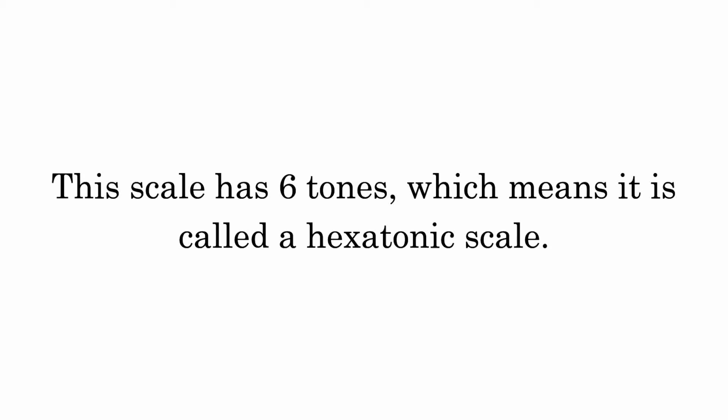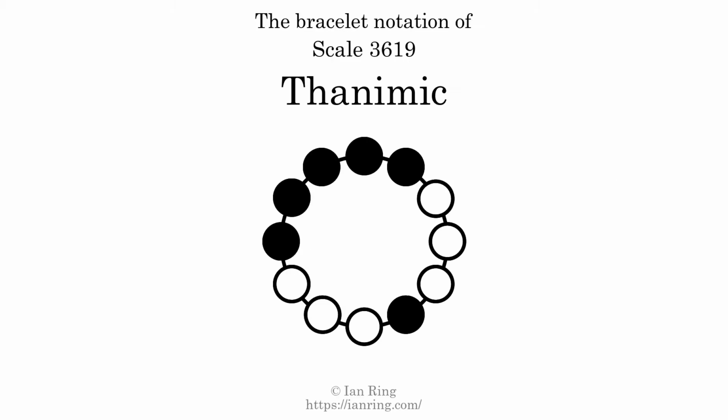This scale has 6 tones, which means it is called a hexatonic scale. This is a bracelet notation diagram of scale 3619. The shaded circles represent tones that appear in the scale, and they are read clockwise, starting at the top.